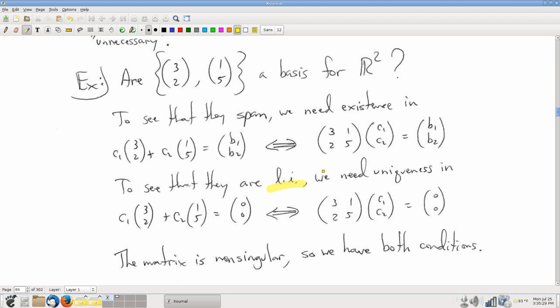To see that they're independent, we need to talk about relations. In particular, we need to worry about whether there are any significant relations, and hopefully there aren't. Said differently, we need to know that this matrix has the uniqueness property. Now, of course, these are the same matrix, incidentally, in this case. So all we need to know is whether this matrix is singular or non-singular. Looking at the determinant easily confirms this is non-singular, so both conditions are satisfied, and therefore this is indeed a basis for R2.